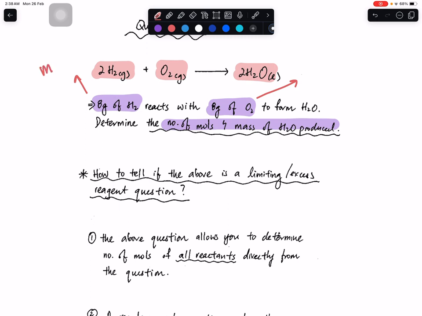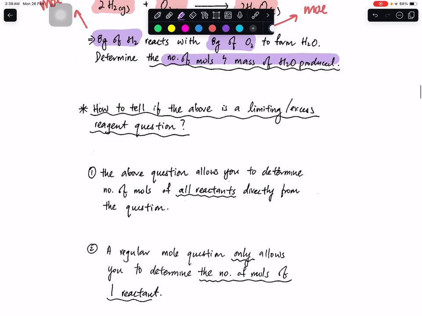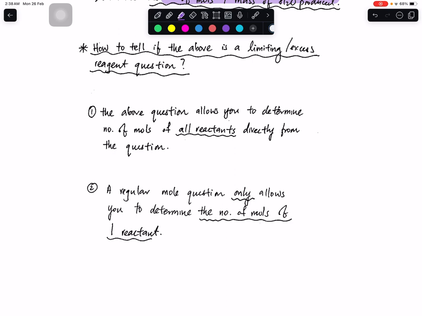With this information, you can actually calculate the moles. If you can calculate the moles of your starting reactants, both of them, this is a hint that this is not a normal mole question that you have done previously, and you need to be careful. You need to determine who is my limiting and who is my excess. Do I have too much of one of them or too little of one of them, and which one is it?